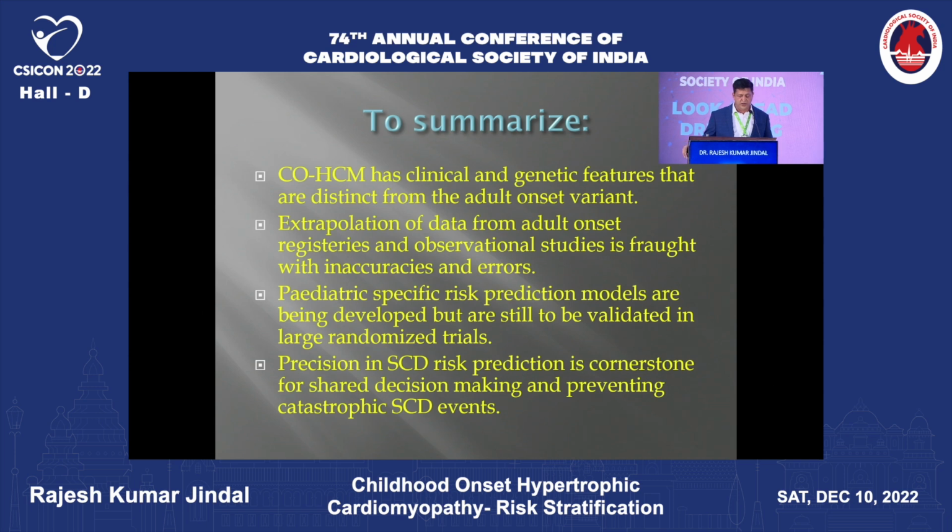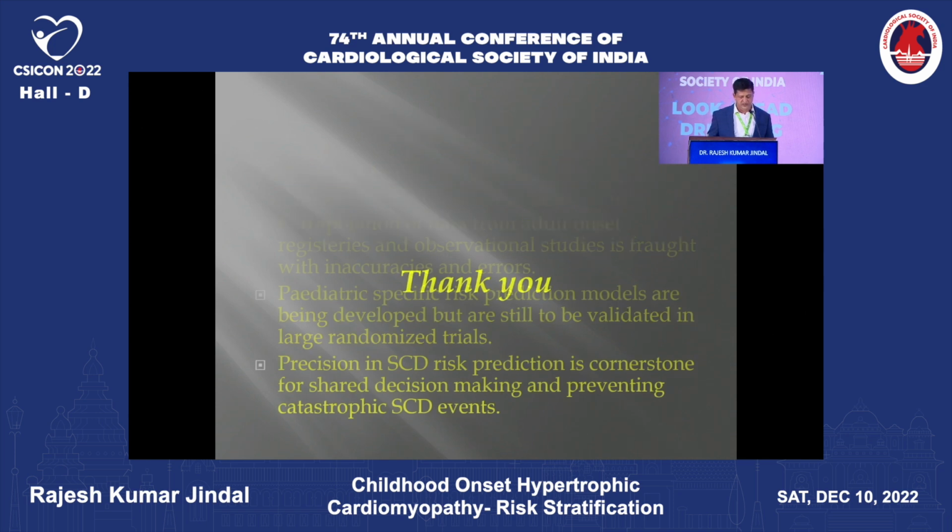So to summarize, we know that the childhood onset variant has clinical and genetic features that are distinct from the adult onset variant. Extrapolation of data from the adult onset registries and observational studies is fraught with inaccuracies and errors. Pediatric specific risk prediction models are being developed and are still to be validated in large randomized trials. And precision in SCD risk prediction is the cornerstone for shared decision making and preventing catastrophic SCD events.